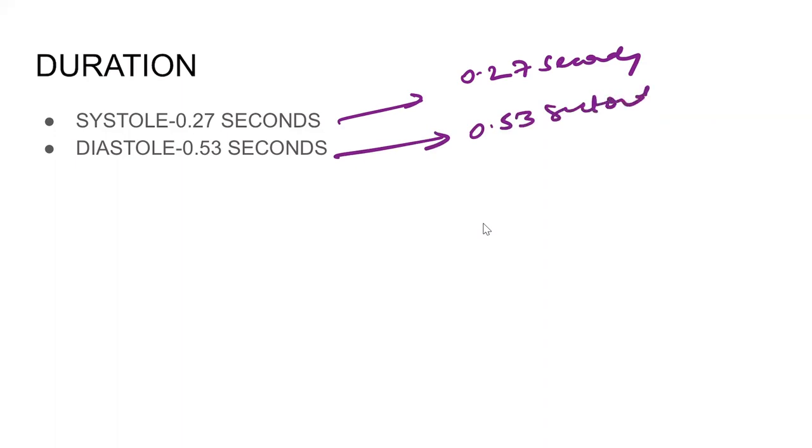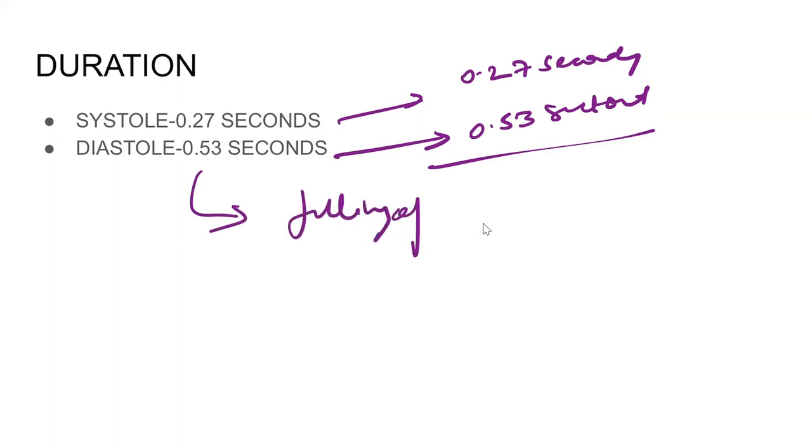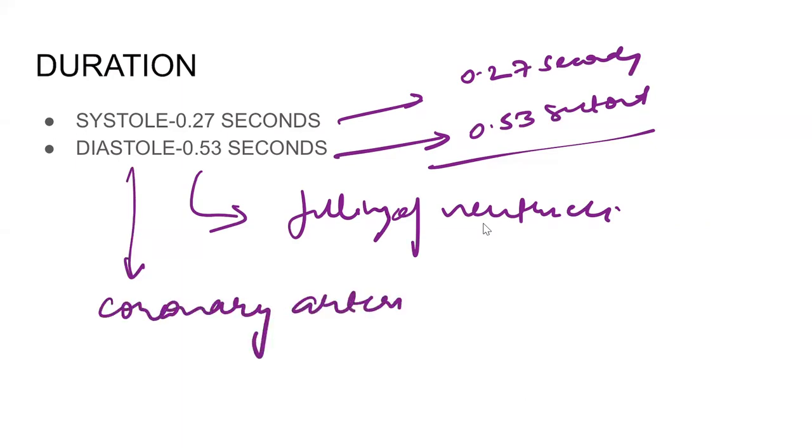Now systole and diastole has duration of, systole is having duration of 0.27 seconds. Diastole is having duration of 0.53 seconds. Definitely diastole is somewhat long. Diastole is a good phase because it helps in filling of ventricles, and more the filling we know, more is the contraction, according to Frank Starling. Another good thing is that blood supply in coronary arteries is mainly in diastolic phase.